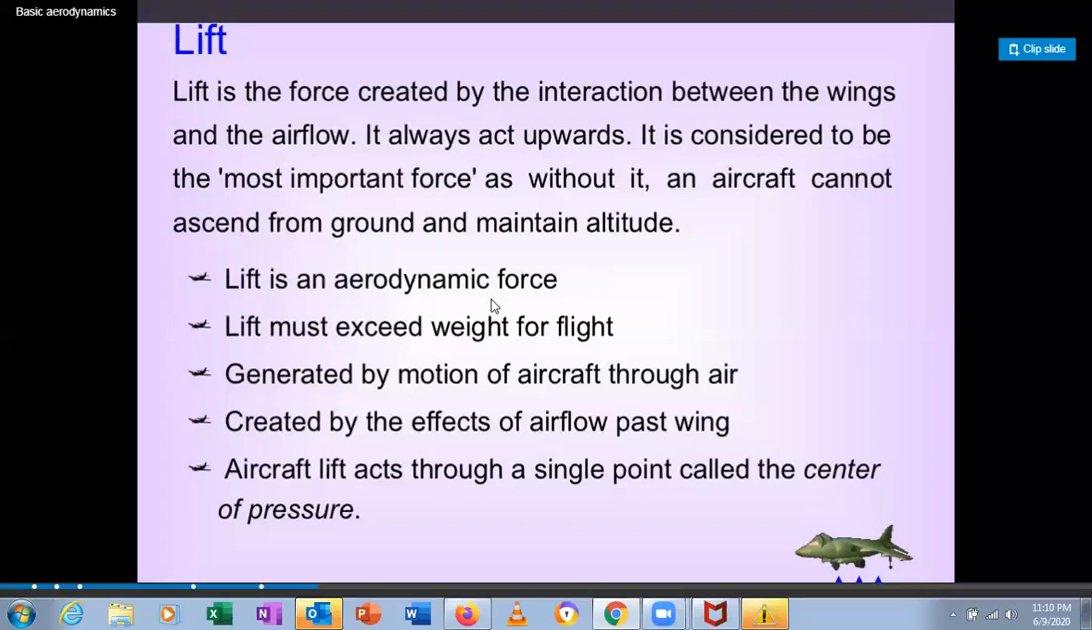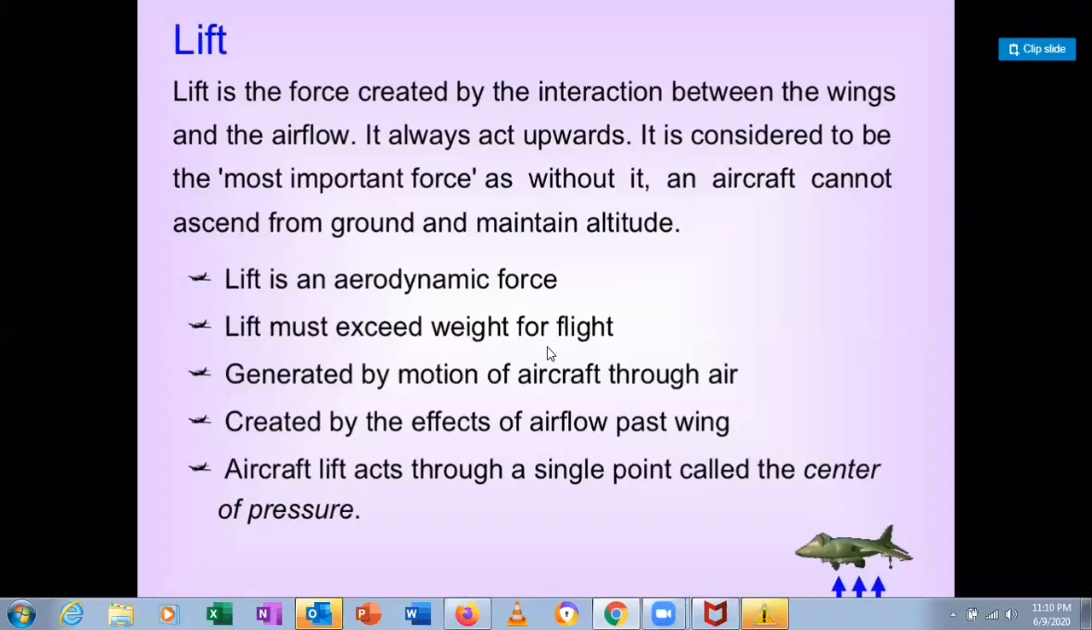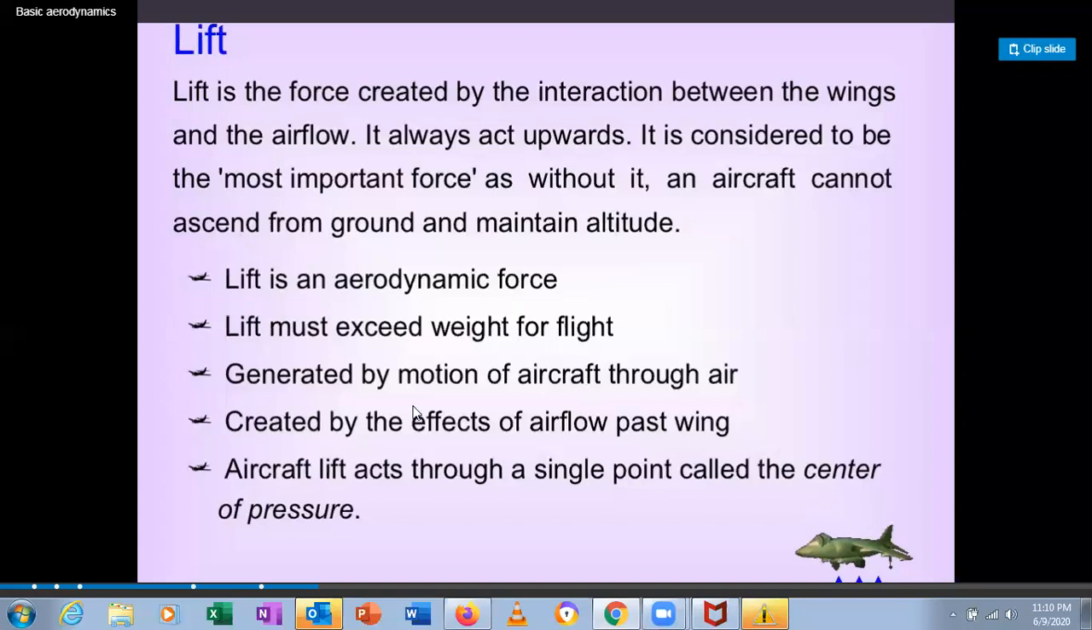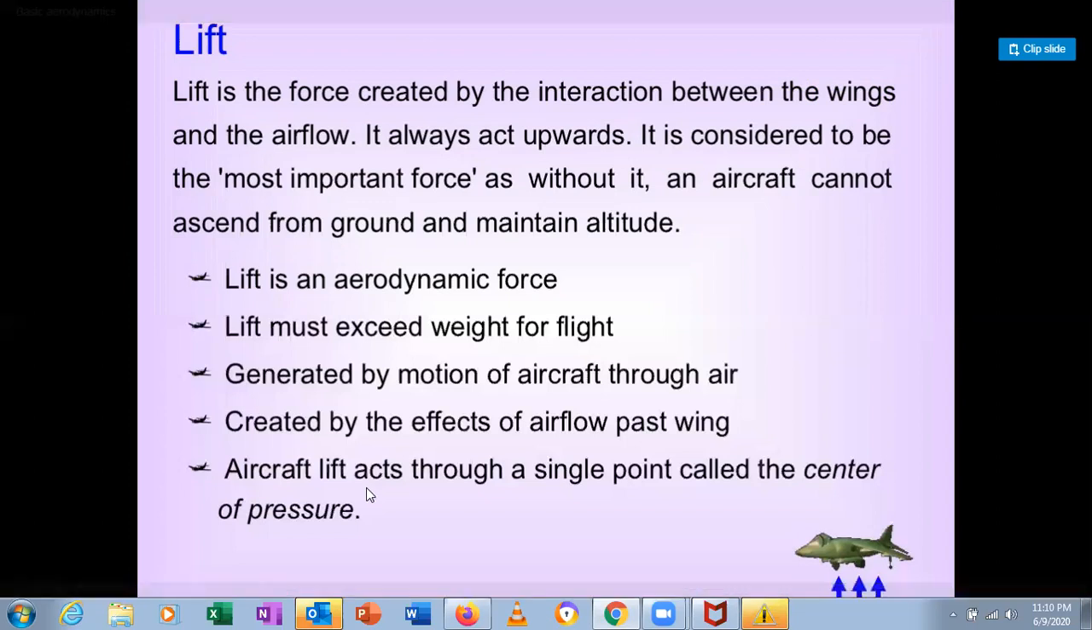See, lift is an aerodynamic force. Lift must exceed weight for flight. So therefore, yes, lift should be greater than the weight. Then only can the aircraft be lifted for the ascent. It can fly. It is generated by the motion of the aircraft through air, created by the effects of airflow past the wing. Aircraft lift acts through a single point called the center of pressure. Yesterday we were looking at what is the center of pressure. That is the lift acting at a single point. That is called the center of pressure.